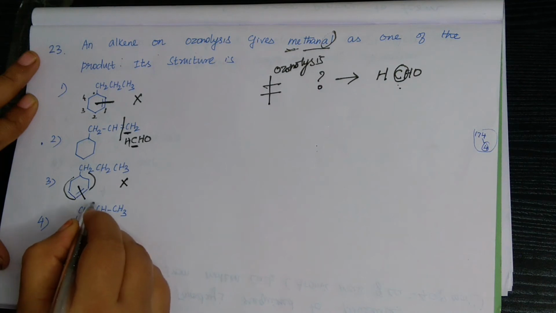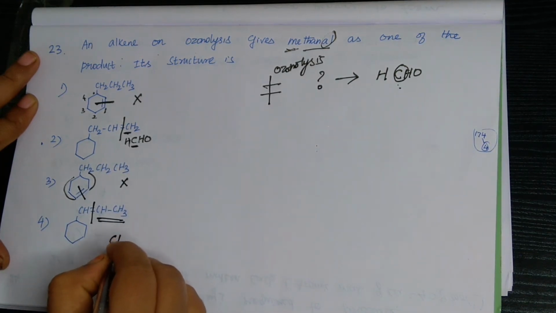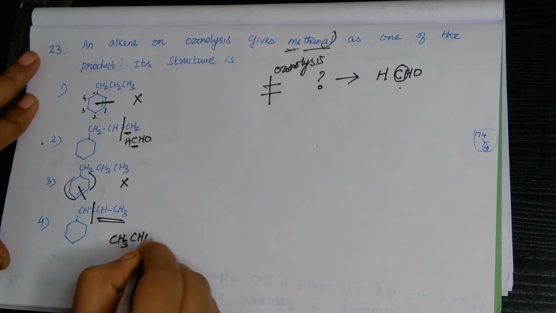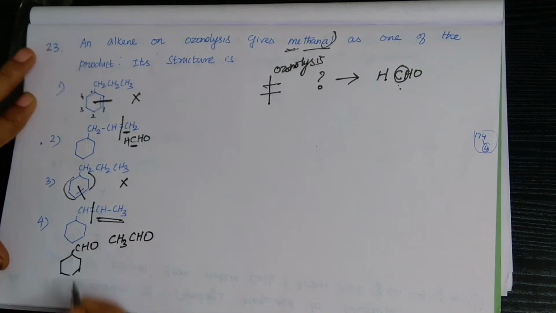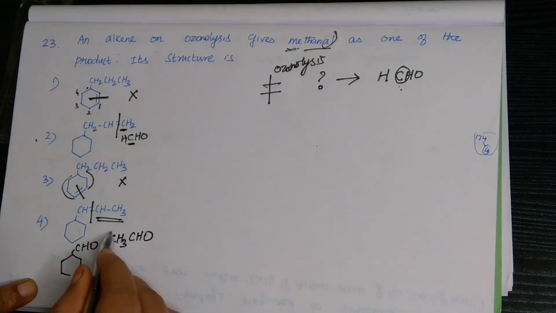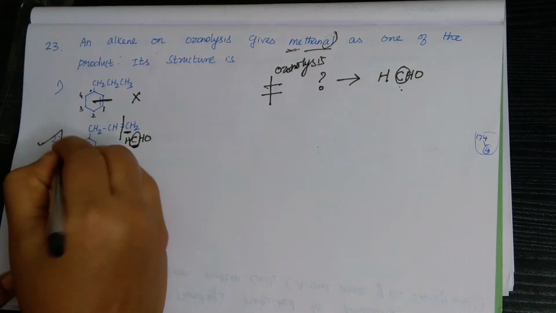In this case, if you break a double bond here, see here you have two carbons. The product will be CH3CHO, and in this case the product will be this. So only one carbon we need. The answer is 2.